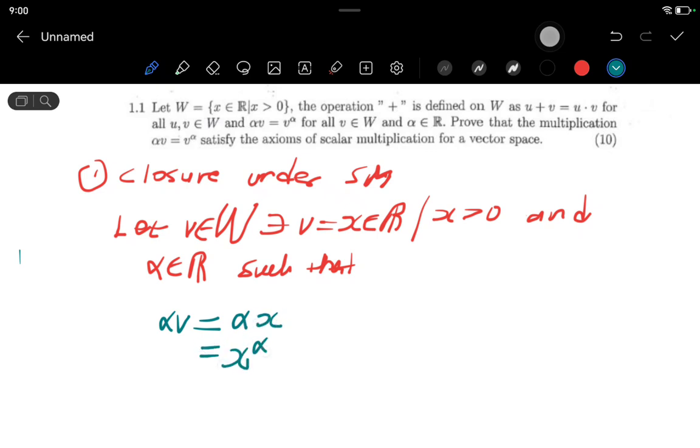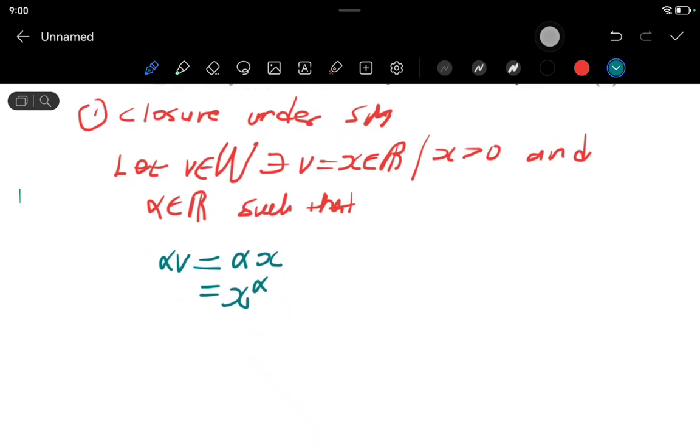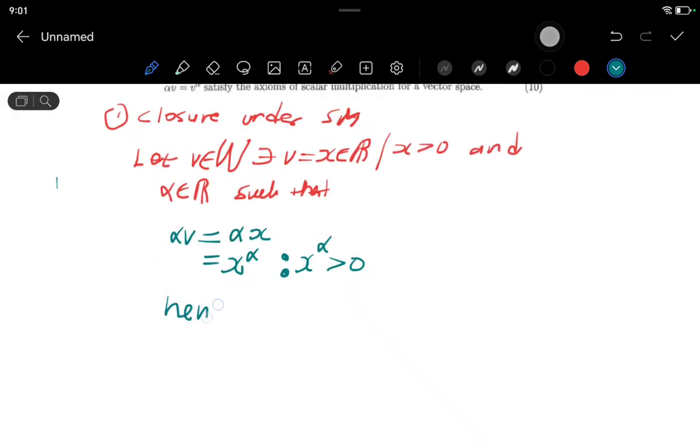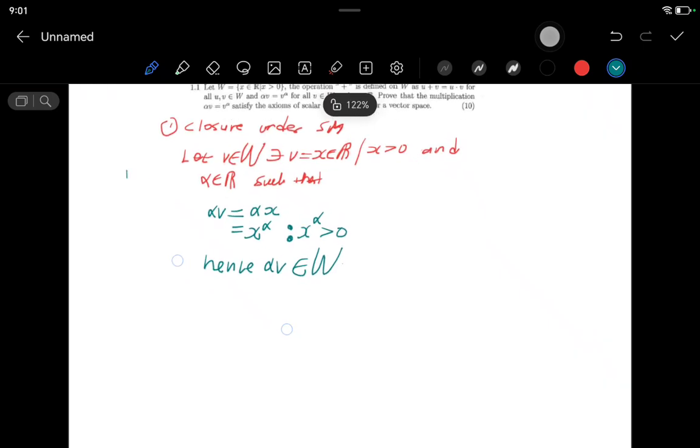According to that condition, it says x to the alpha. And you want to check if this will be greater than 0. Since we know that x is greater than 0, then also this will be greater than 0. Indeed, x to the alpha is greater than 0. This will always be greater than 0. This is true. Hence, alpha v will be an element of W. Now I've checked closure under scalar multiplication.